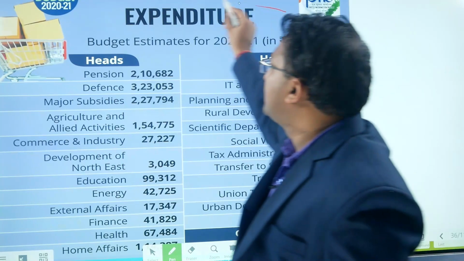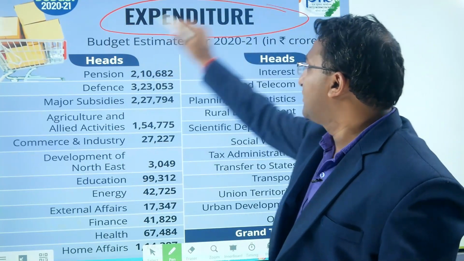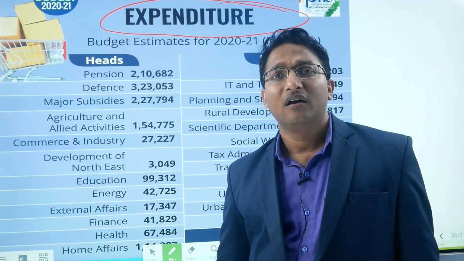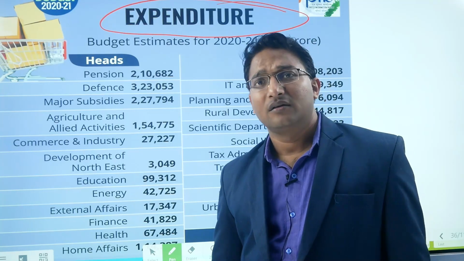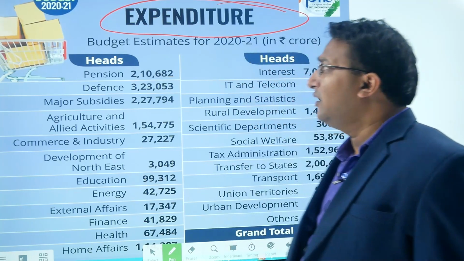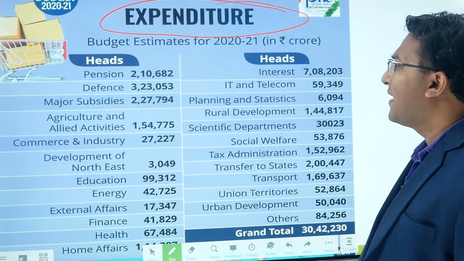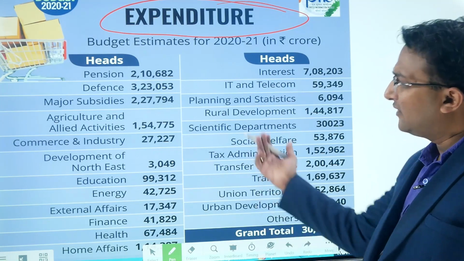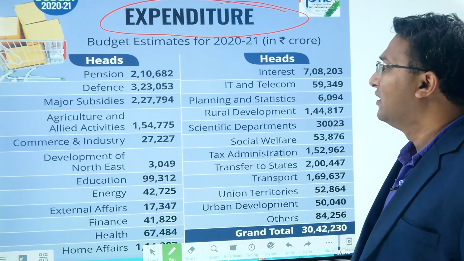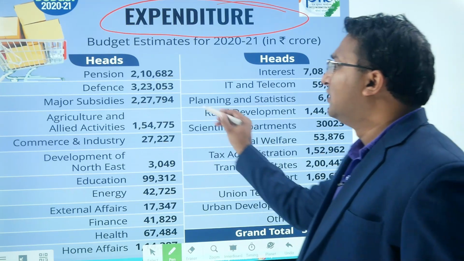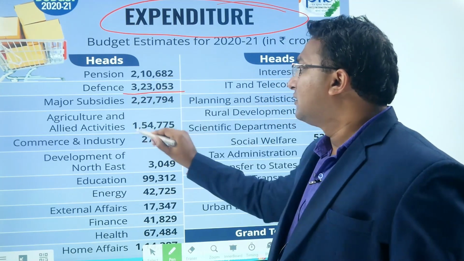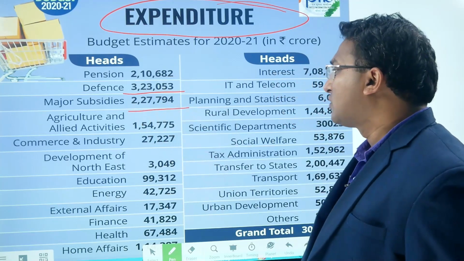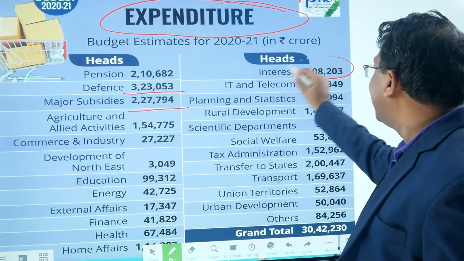Now coming to the expenditure part. So we just completed the discussion of the revenue part or receipt part. Now we are going to the expenditure part. On the expenditure part, just observe the different heads of expenditure. So these are the different expenditures done by the government. Out of this, just observe that defense, major debt subsidies are having this amount. Interest is the largest amount, right?